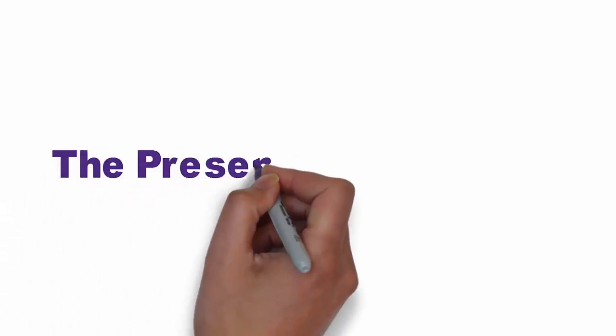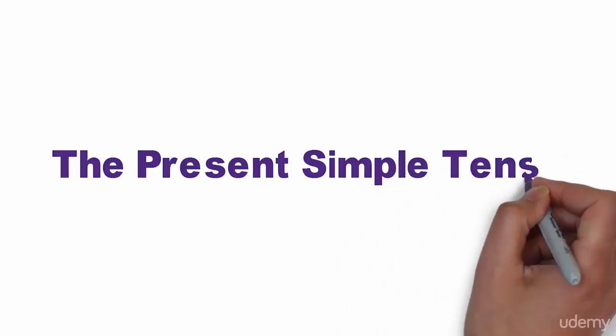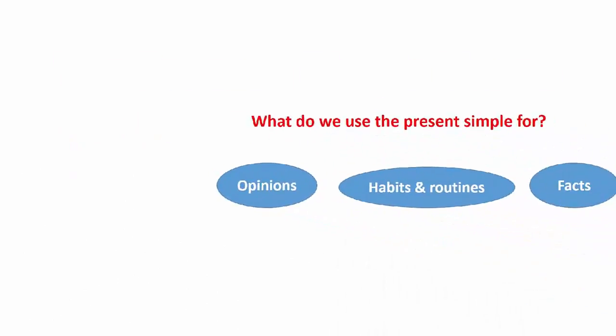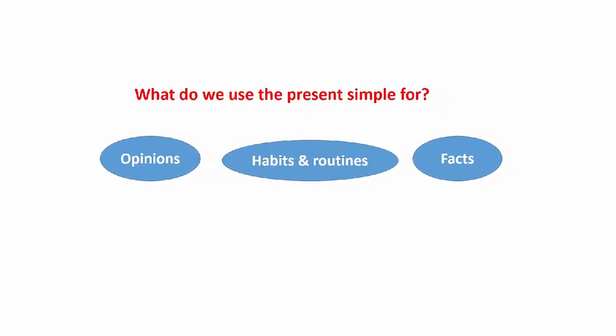Okay, now we're going to speak about the present simple tense. And as we said, when we first talk about a tense, we should talk about when we should use it and what we should use it for. As for the present simple tense, we should use it when we speak about three things. Number one, opinions. Number two, habits or routines. And number three, facts. So whenever you want to express your opinion, talk about your habits or routine, or speak about facts, you should use the present simple tense, not any other tense.